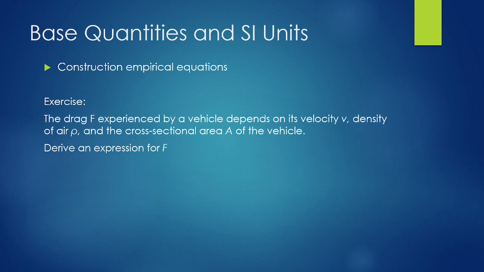Next one, the next exercise is a drag. The drag F. Okay, the drag is a force, unit in Newton, experienced by a vehicle. It depends on its velocity v, density of the air rho, and the cross-sectional area A of the vehicle. Okay, derive an expression for F. So I want you to do these three empirical equations, okay?